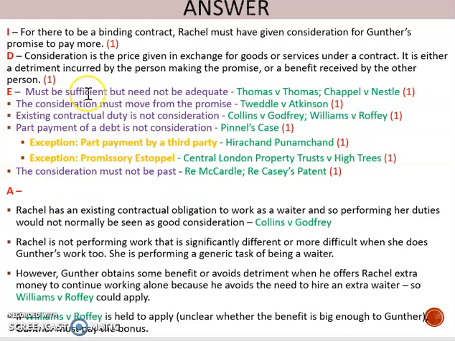So when you're talking about it must be sufficient but need not be adequate, say, for example, in the case of Chappell and Nestle, empty chocolate wrappers were sufficient consideration. Although they don't have obviously a high value, it is still something of value being given in exchange. So just by outlining some of the facts, it shows that you really understand the rules.